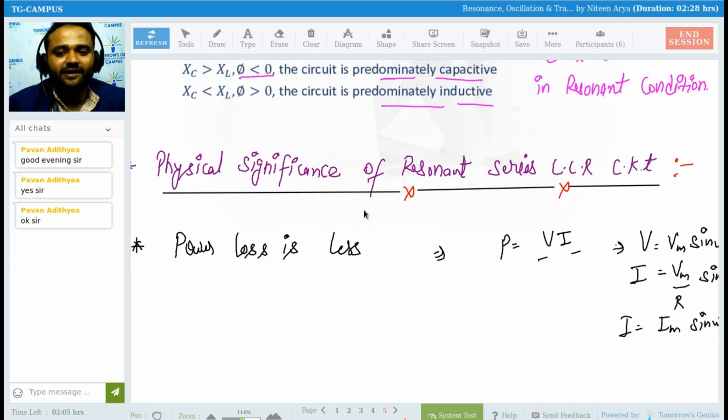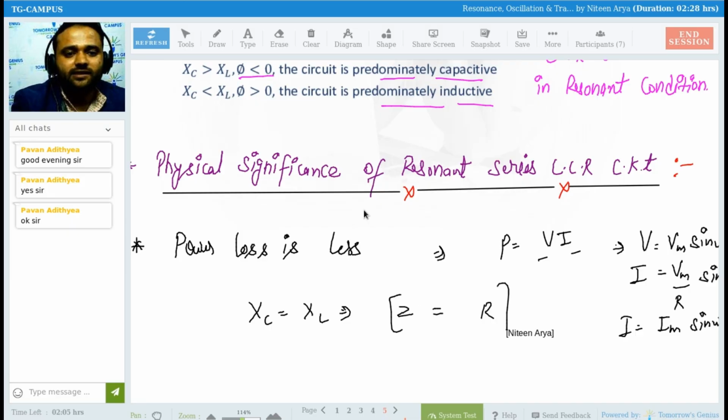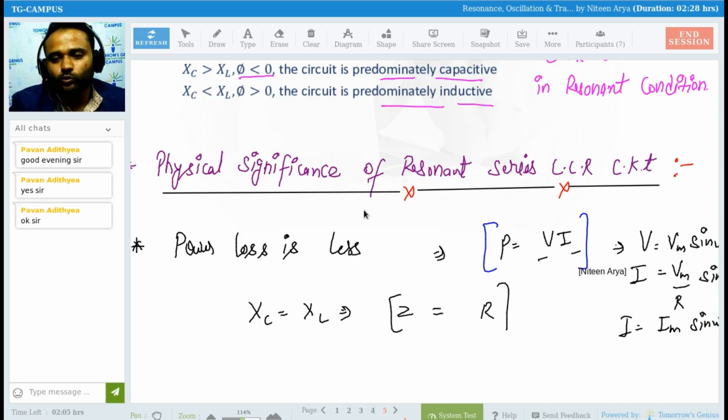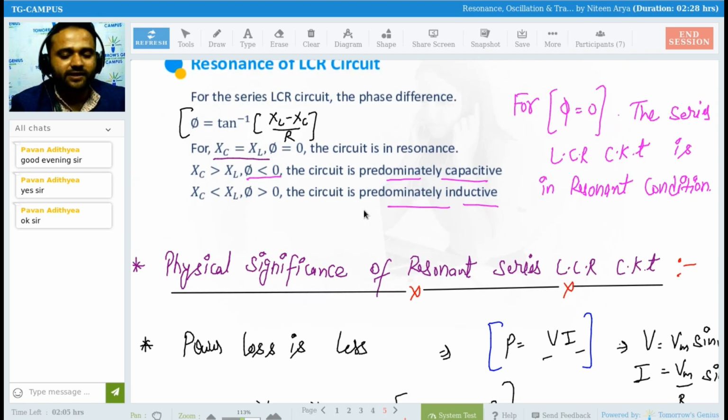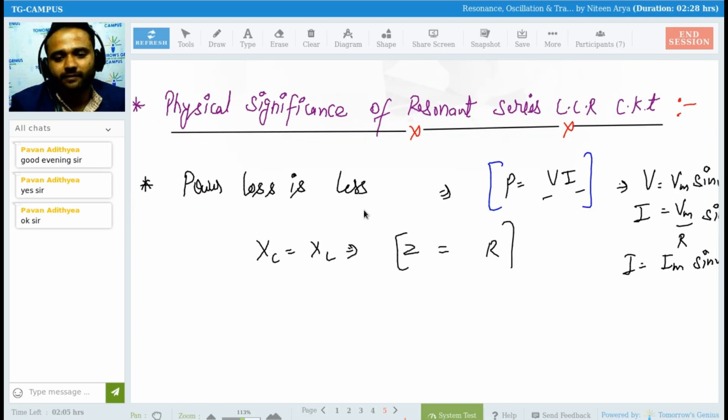In the circuit itself, I cannot lose power because I have only one component, resistance. Because XC equals XL, the impedance on the capacitor and the impedance on the inductor cancel each other. So my total impedance Z becomes R. In this case, I get the maximum power. So I cannot lose more power on the components themselves. What are the components? L, C, R.